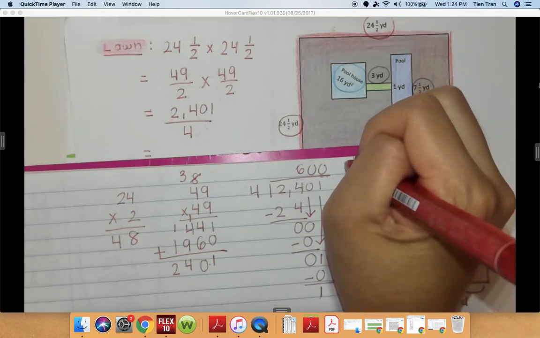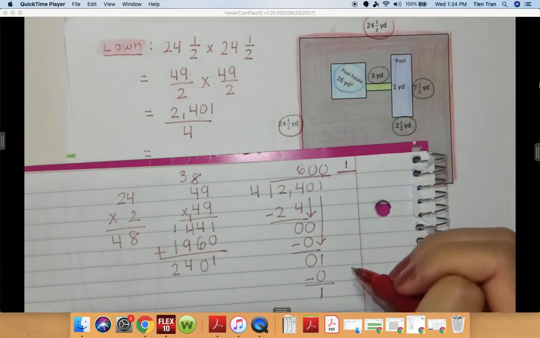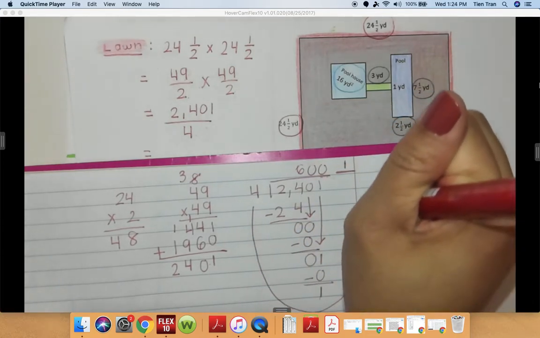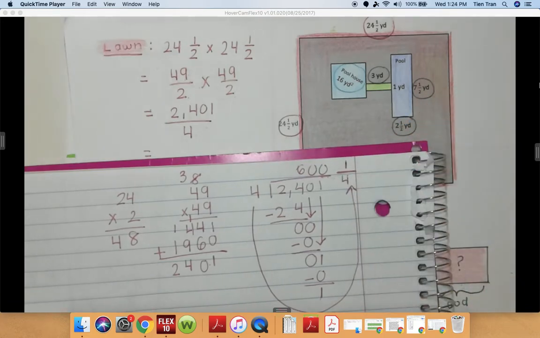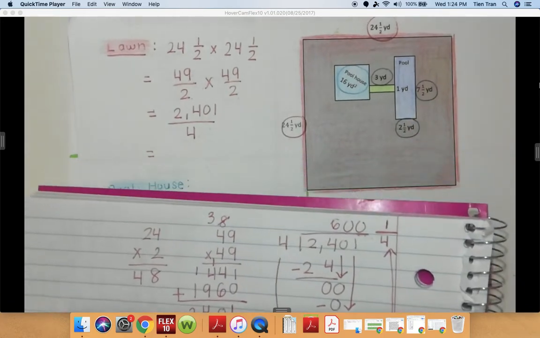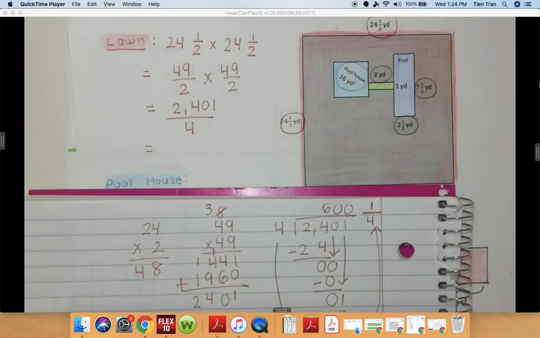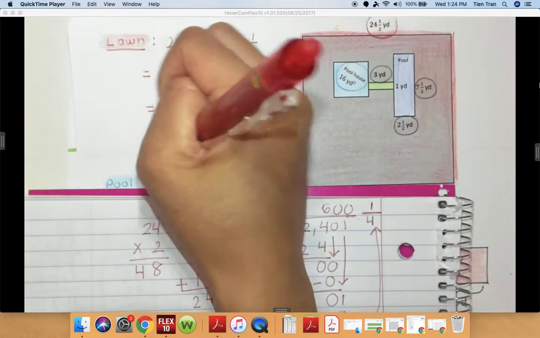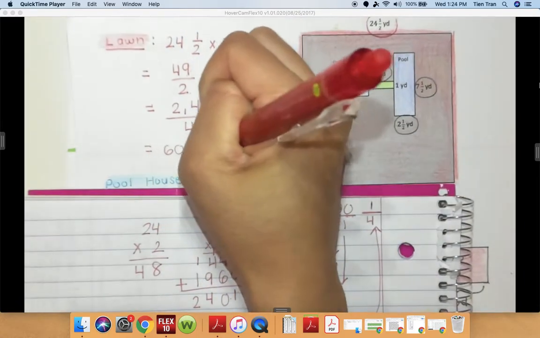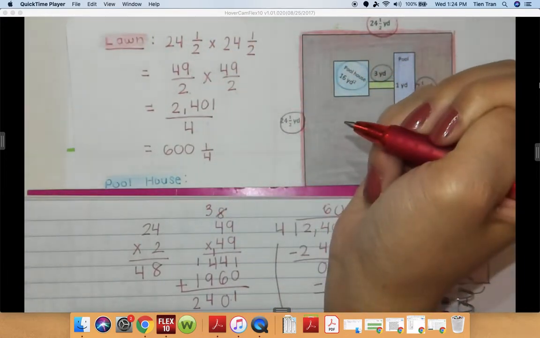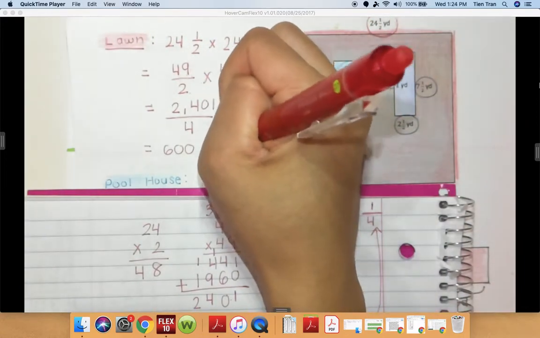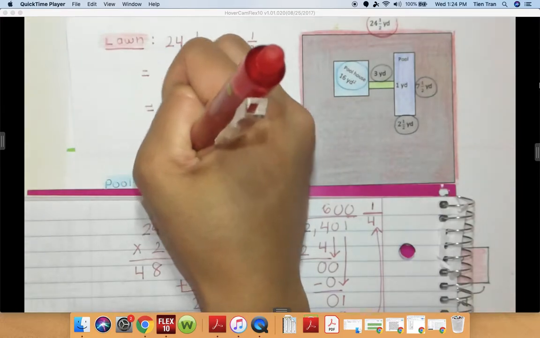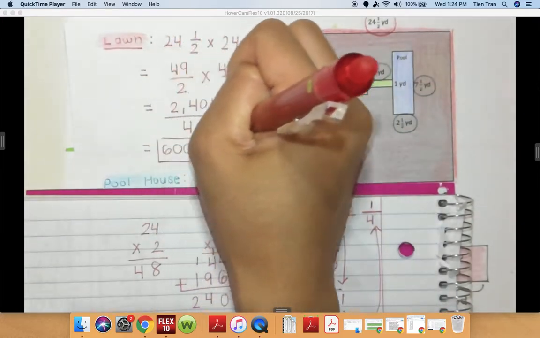So my remainder is 1, and it becomes my numerator. And my denominator stays the same. It is going to be 4. So my final answer for the lawn is going to be 600 1/4. Is it in yards? It's in yards squared. So this number is going to be my lawn.